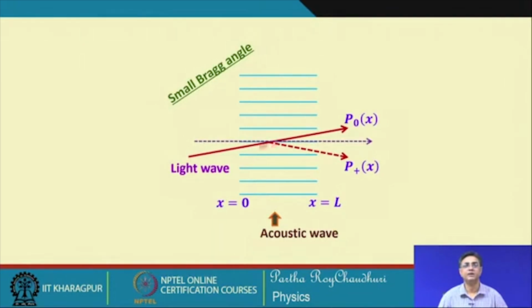Let us recall that there was an incident light which was almost normal to the direction of the acoustic wave, which is propagating along this z direction, and the light wave is traveling close to the x axis, along the direction of x axis, and there will be a diffraction which we will call this plus order. So, this is your undiffracted beam. So, there is a coupling between this undiffracted, that is 0th order, to the plus order diffracted beam.